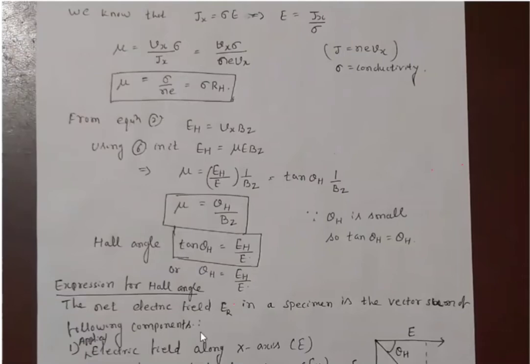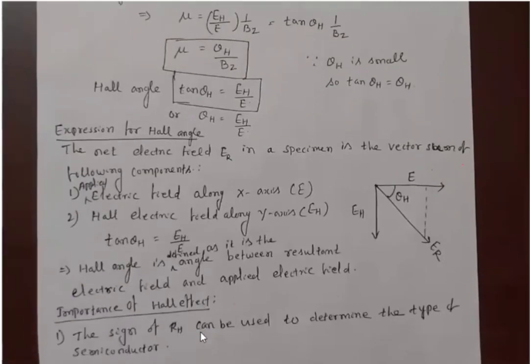So let us find out where exactly the Hall angle is defined. The angle is defined between which two vectors. So now we have two types of electric field. One is the applied electric field and the other one is the Hall electric field. The applied electric field is along the x-axis and the Hall electric field is along the y-axis. So the resultant electric field will be along this direction. So theta h is this angle, because tan theta h equal to EH upon E. So the Hall angle is the angle between the applied electric field and the resultant electric field. And mathematically it is defined as tan theta h equal to EH upon E.